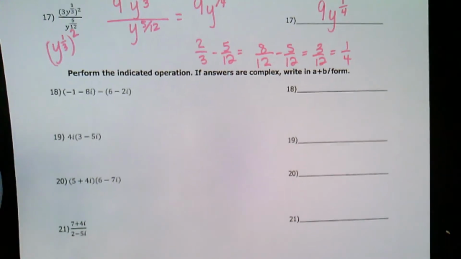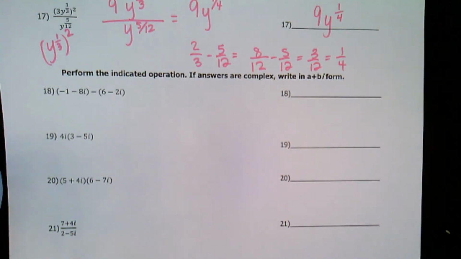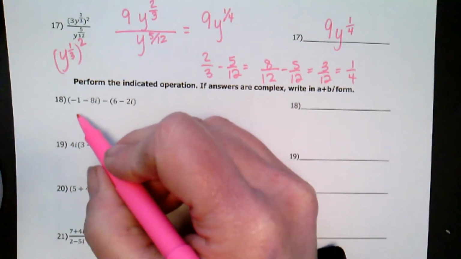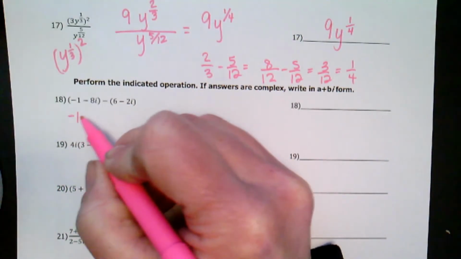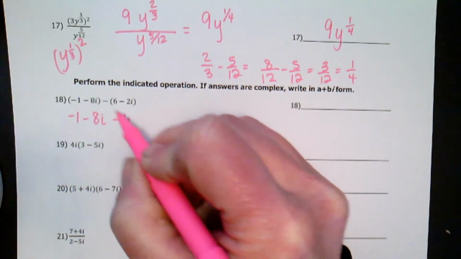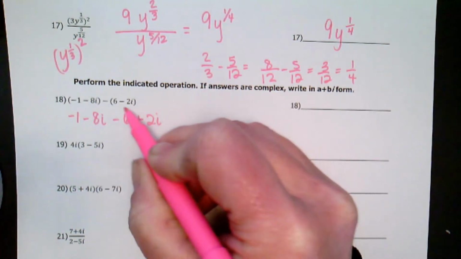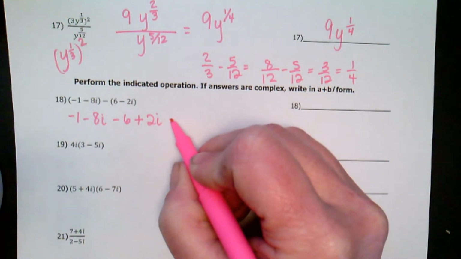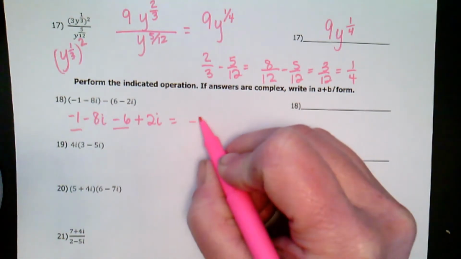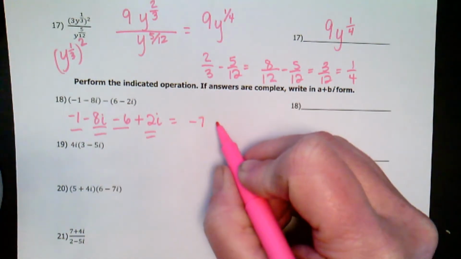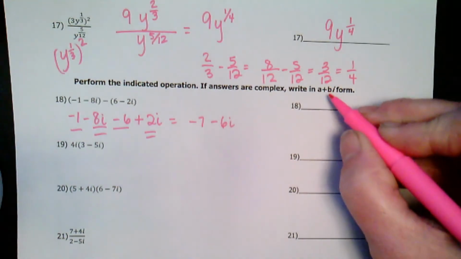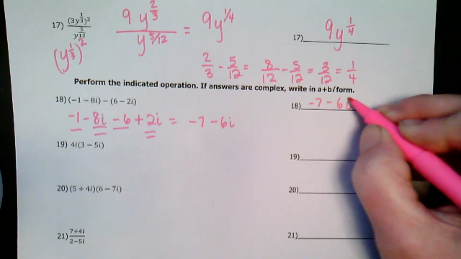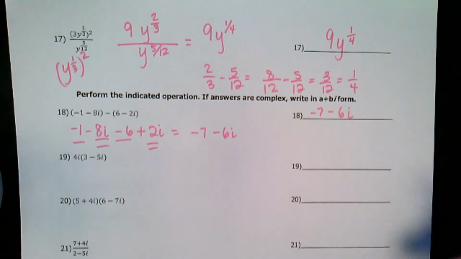Alright, number 18, perform the indicated operations. If they're complex, write in a plus bi form. Alright, so this one we're just subtracting our second. So I'm going to take the parentheses off and go ahead and give the negative to both of them. Since the second one is already negative, it becomes positive. Then we can combine our forms. So we have -7 and -6i. And then make sure it's in the a plus bi form. So just written in the right direction.